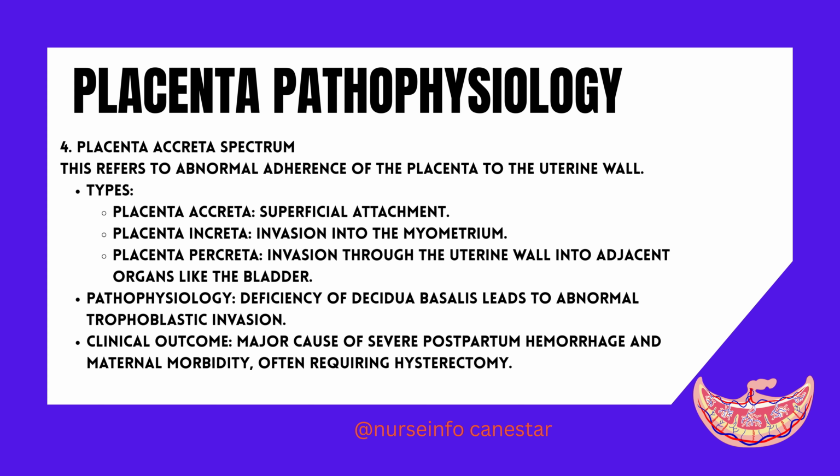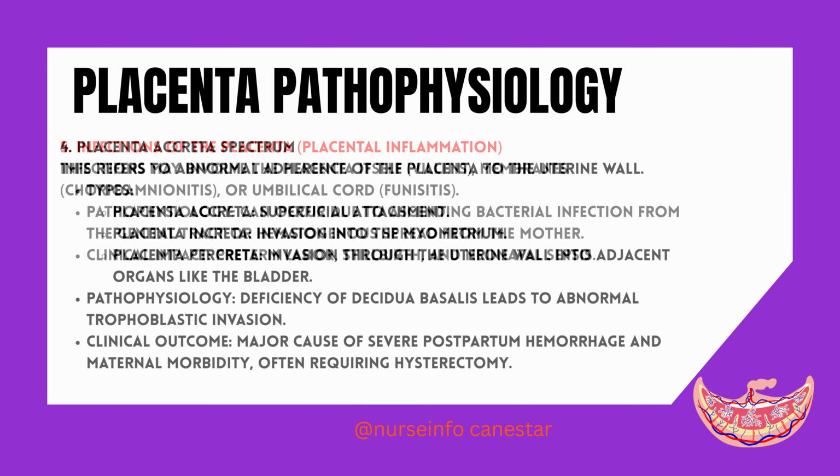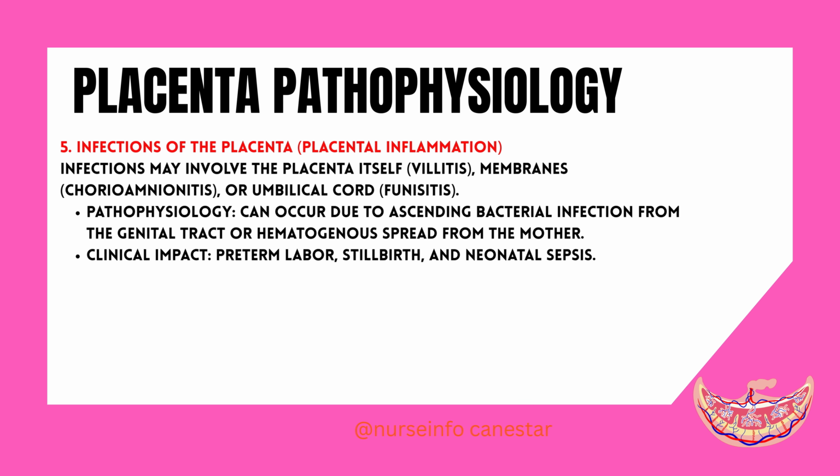2. Placental abruption, abruptio placentae. This is premature separation of the placenta from the uterine wall before delivery. Pathophysiology: it is caused by bleeding into the decidua basalis, leading to hematoma formation and detachment. Risk factors include hypertension, trauma, smoking, and preeclampsia. Clinical features: painful vaginal bleeding, uterine tenderness, fetal distress, and sometimes maternal shock.